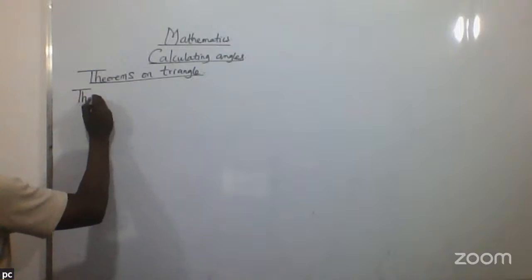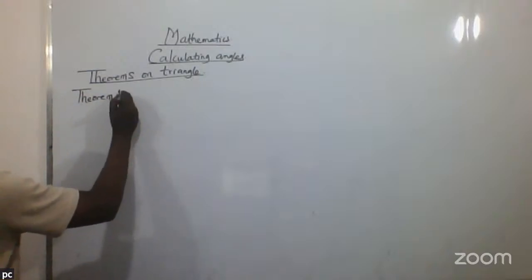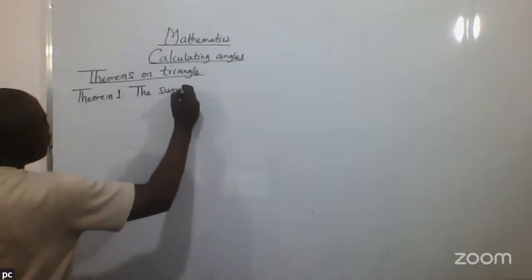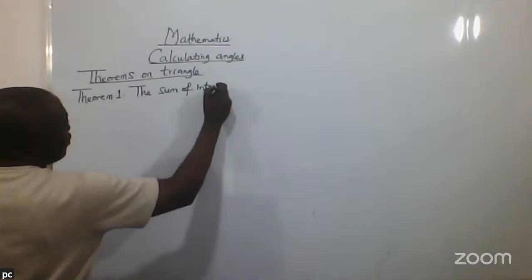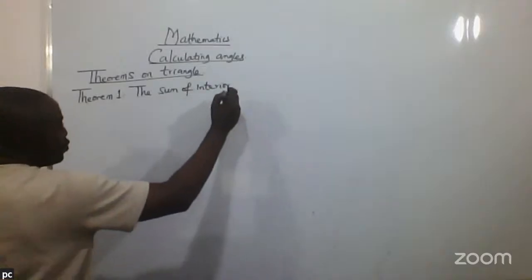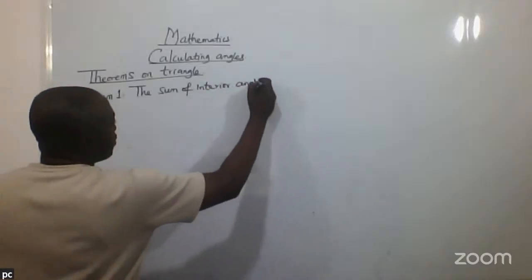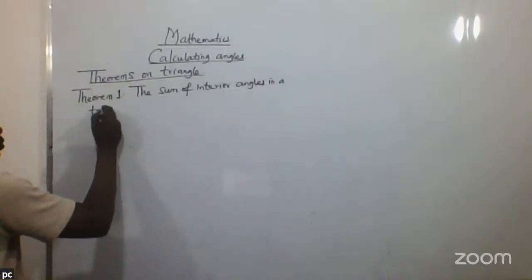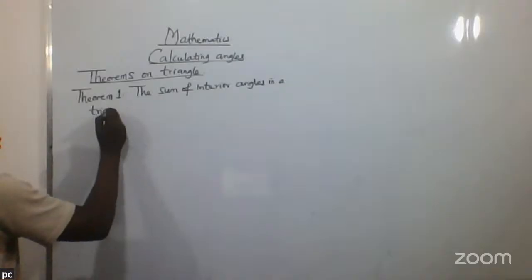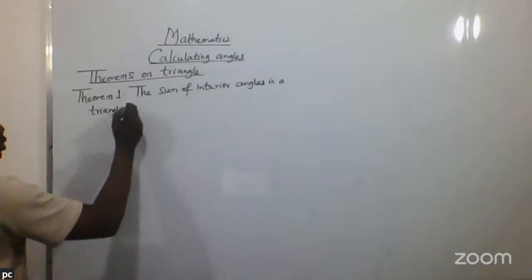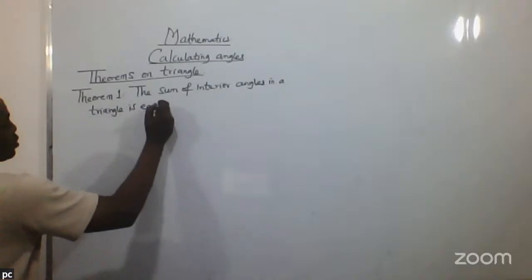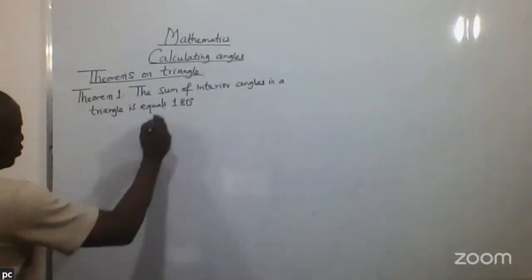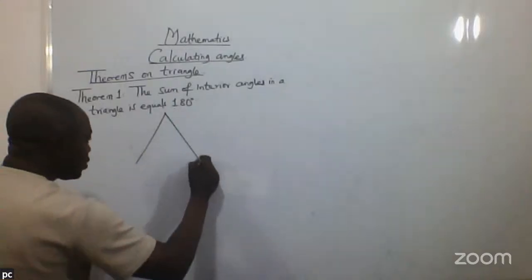So the first theorem: the sum of interior angles in a triangle is equal to 180 degrees. So we have a triangle.